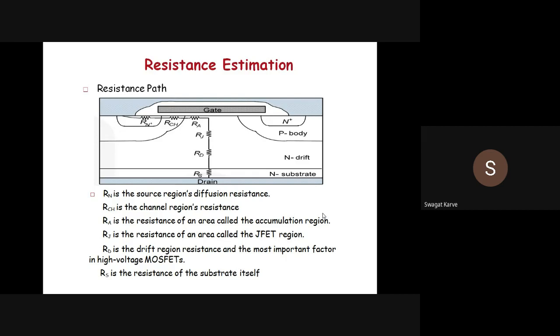That means IDS. Now we have to know what are the different regions that come across this path, and which region offers which type of resistance. This point you have to understand. If you look at the diagram, in all it offers six different series resistances, and if you add all these six different resistances, then the total on resistance of the MOSFET can be calculated.